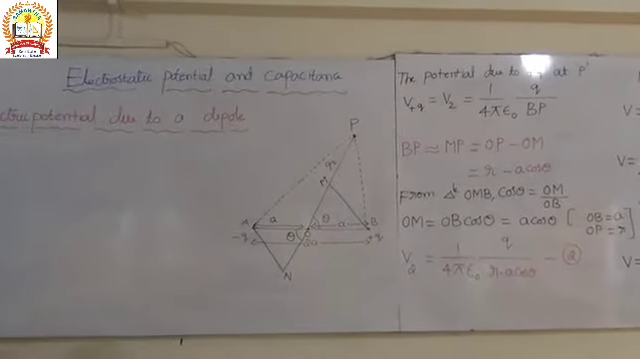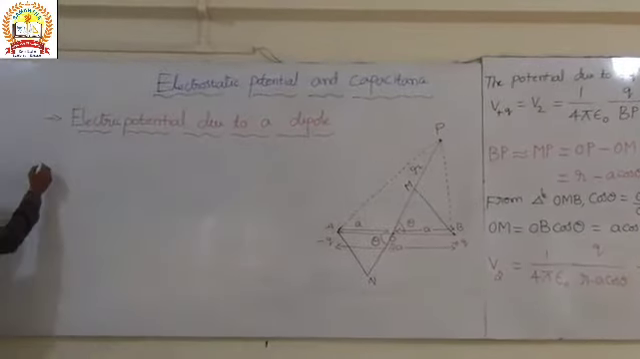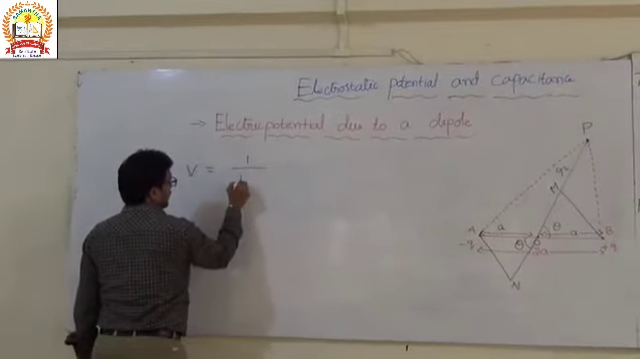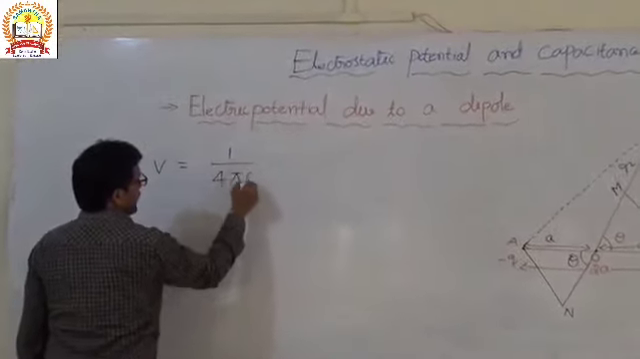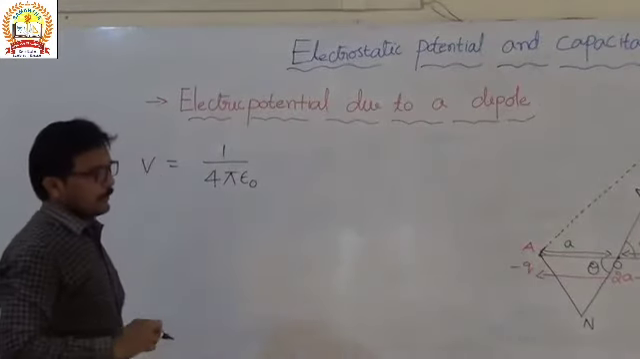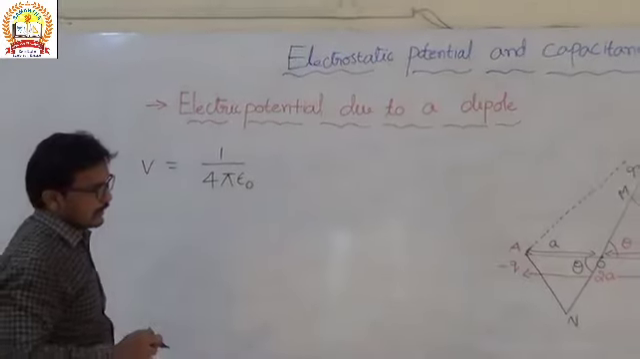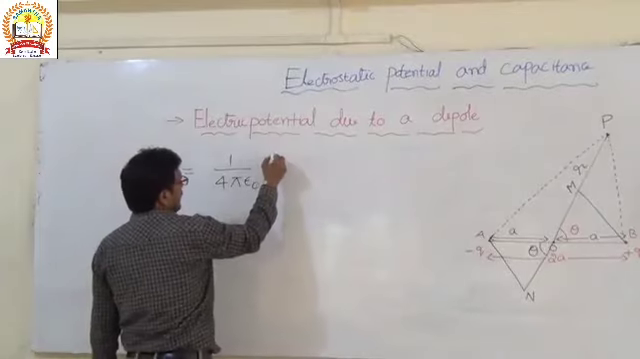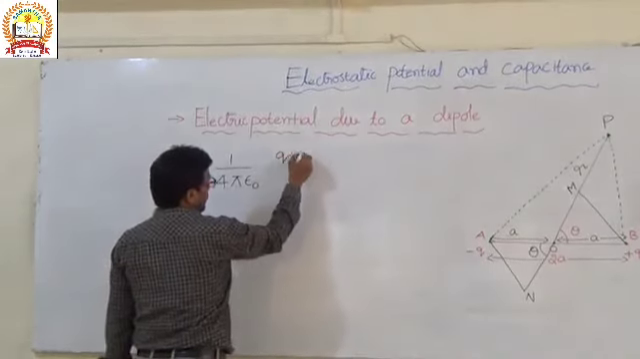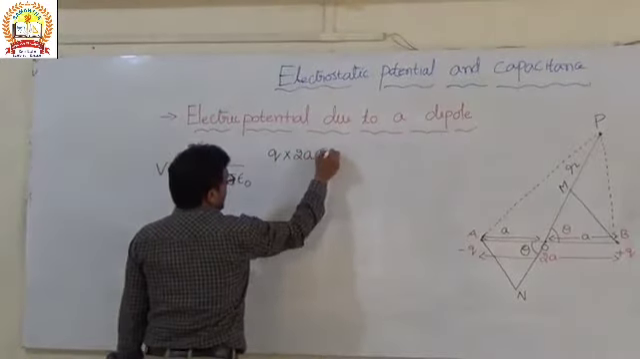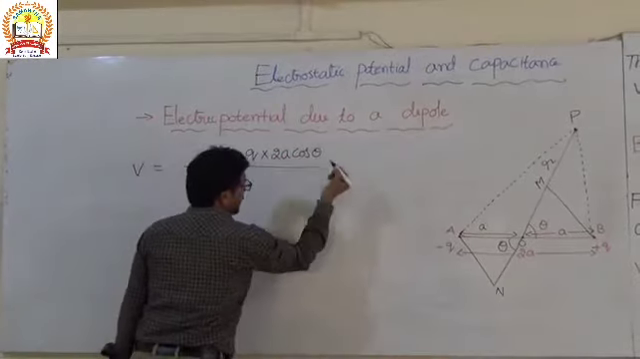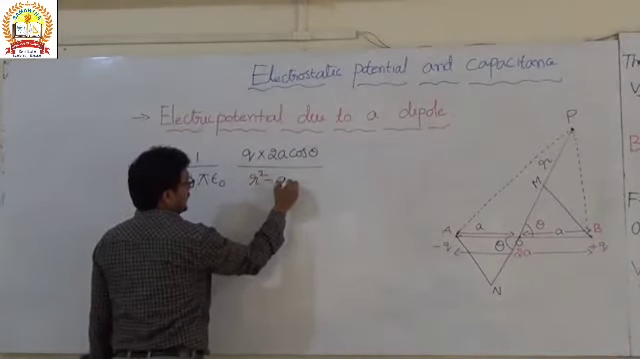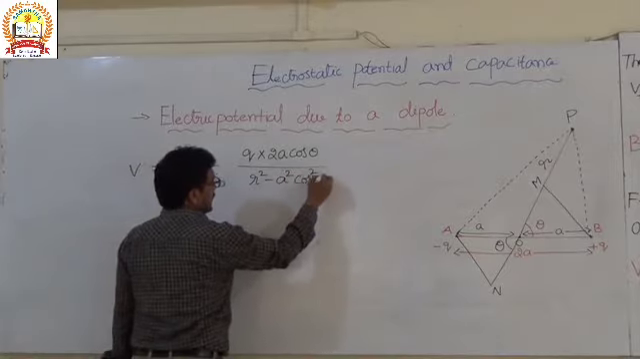So now the potential V is equal to 1 by 4 pi epsilon naught Q into, A cos theta plus A cos theta is 2A cos theta. That is Q into 2A cos theta divided by R square minus A square cos square theta.